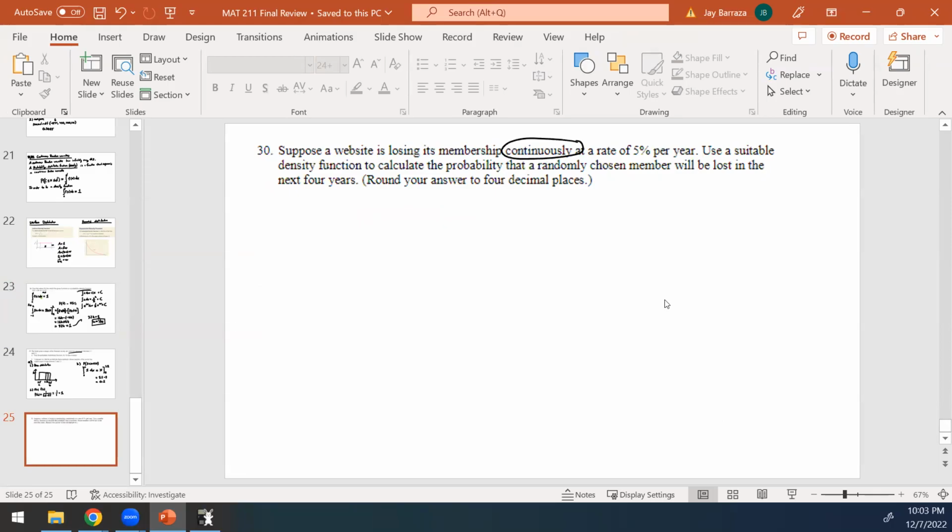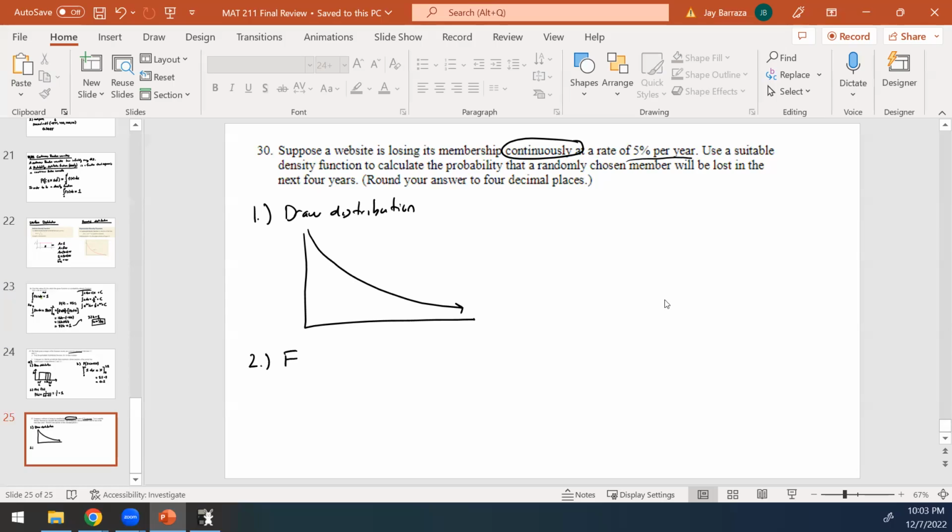Suppose a website is losing membership continuously. So you look for that word continuously at a rate of 5%. Using a suitable density function, calculate the probability that a randomly chosen member will be lost in the next 4 years. Okay. So you see the word continuously. So step 1 is to draw a distribution. I see the word continuously, that means I'm using this picture right here. Okay. And then step 2 is to find f of x.